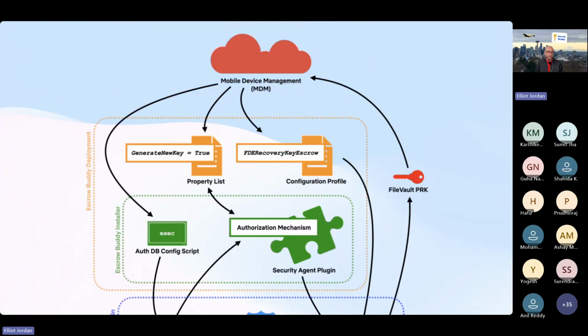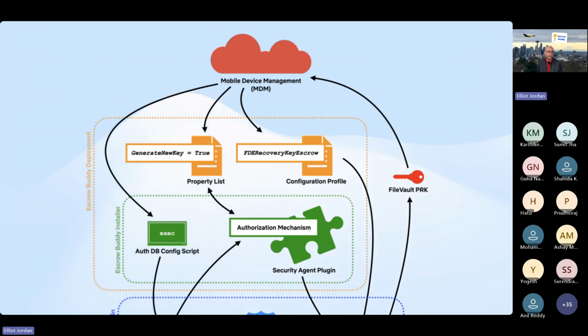Escrow Buddy itself includes the items in green, which comprise the authorization plugin and a script that adds the plugin's mechanism to the macOS authorization database using the security command. So when you deploy Escrow Buddy, you'll include the items in orange as well. That includes a configuration profile enabling FileVault recovery key escrow. So you've probably already got this if you turned on FileVault via your MDM. The escrow payload is probably already included in that, but something you might want to check.